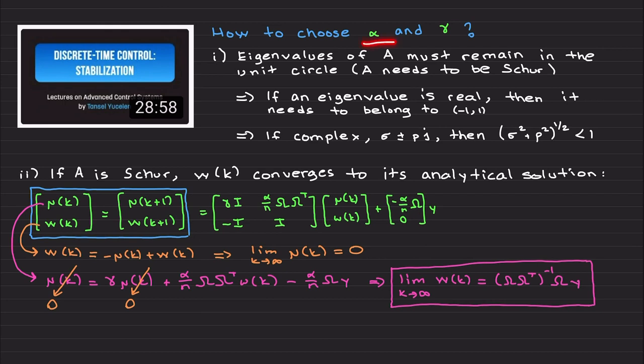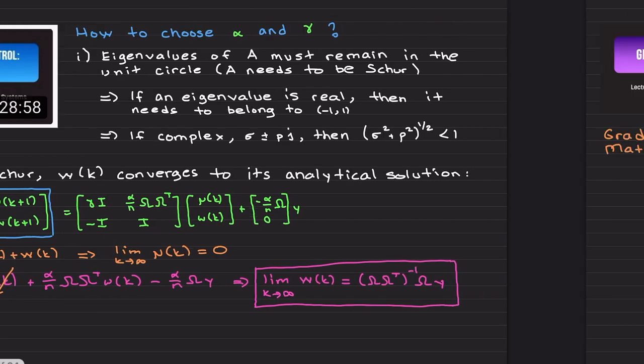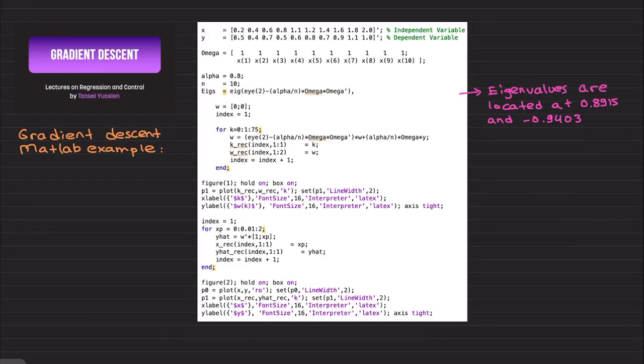Basically, choose alpha and gamma such that eigenvalues are inside the unit circle. If you haven't watched this video, make sure all eigenvalues satisfy, if real this condition, if complex this condition, then your gradient descent with momentum will converge, will make W converge to its analytical solution as k goes to infinity. Perfect. Now it is time for examples. First, as compared to previous videos, I increased the data points here. Instead of 6, I am now using 10.